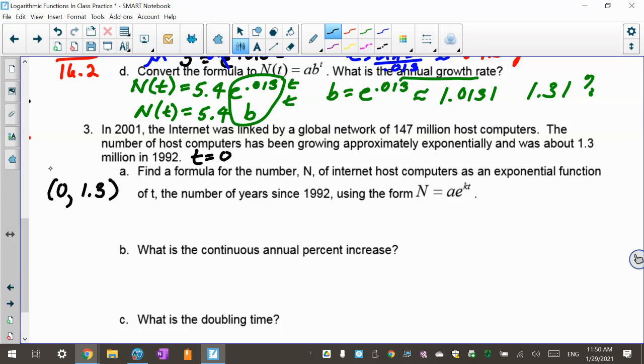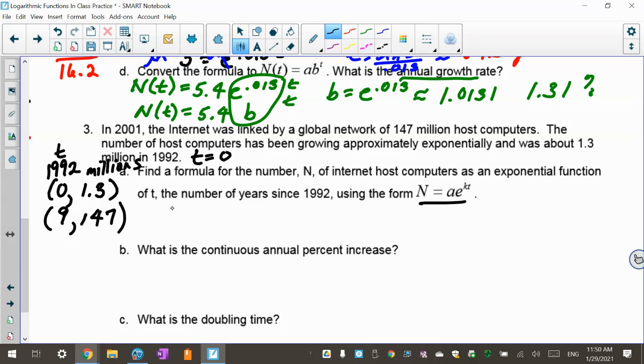So this is in 1992, and this is our time. It's in years, and this is millions of host computers. So they basically want us to come up with a continuous formula here. And I already know my initial value, my A, if you will, but then it gave you another data point. It says in 2001. Well, that is 9 years later, there was 147 host computers, which is a huge jump. And this is true in that era.